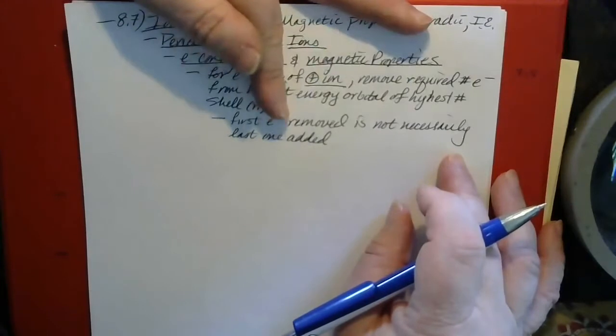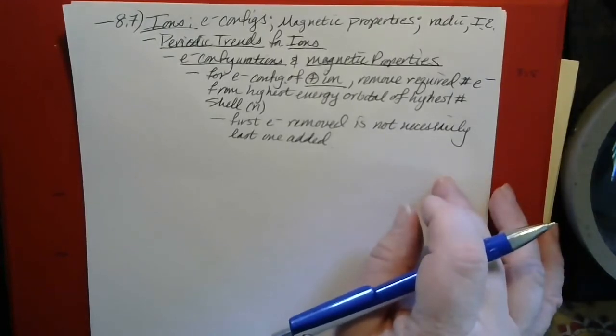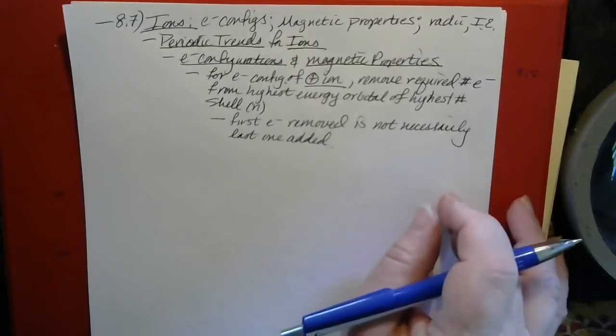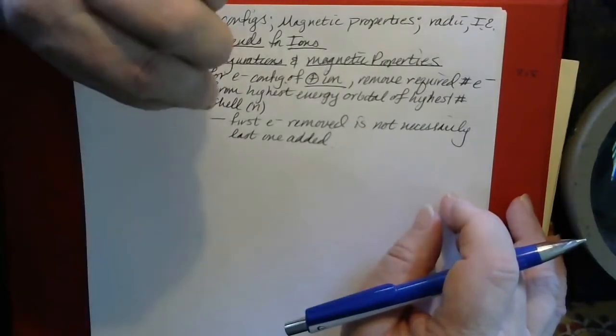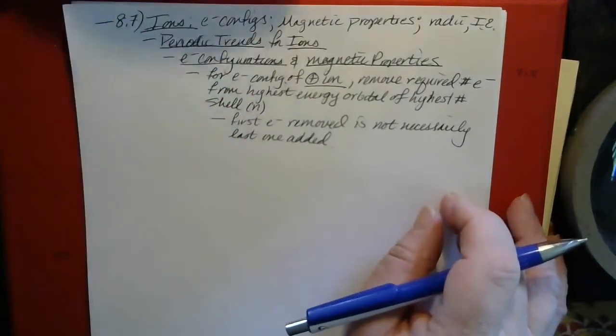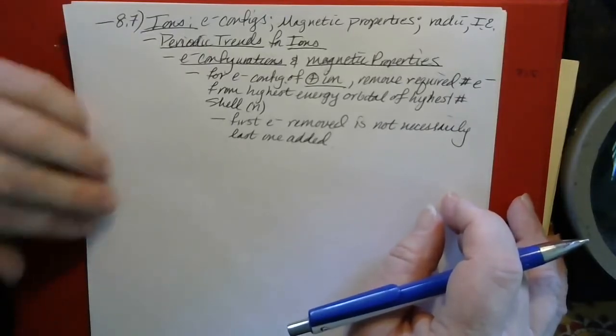If you're dealing with a transition element, though, remember that the last electrons you added would have gone into the d orbitals in the second to highest shell. So if you're doing one of the transition elements in period 4, the last electrons in would have gone into the 3d orbitals. But when you're forming the ion, the first electron to leave is going to be from the 4s orbital, even though those were not the last ones you put in. So that's important to remember. It's always the highest energy electron that leaves first, even if it's not the last one you put in.